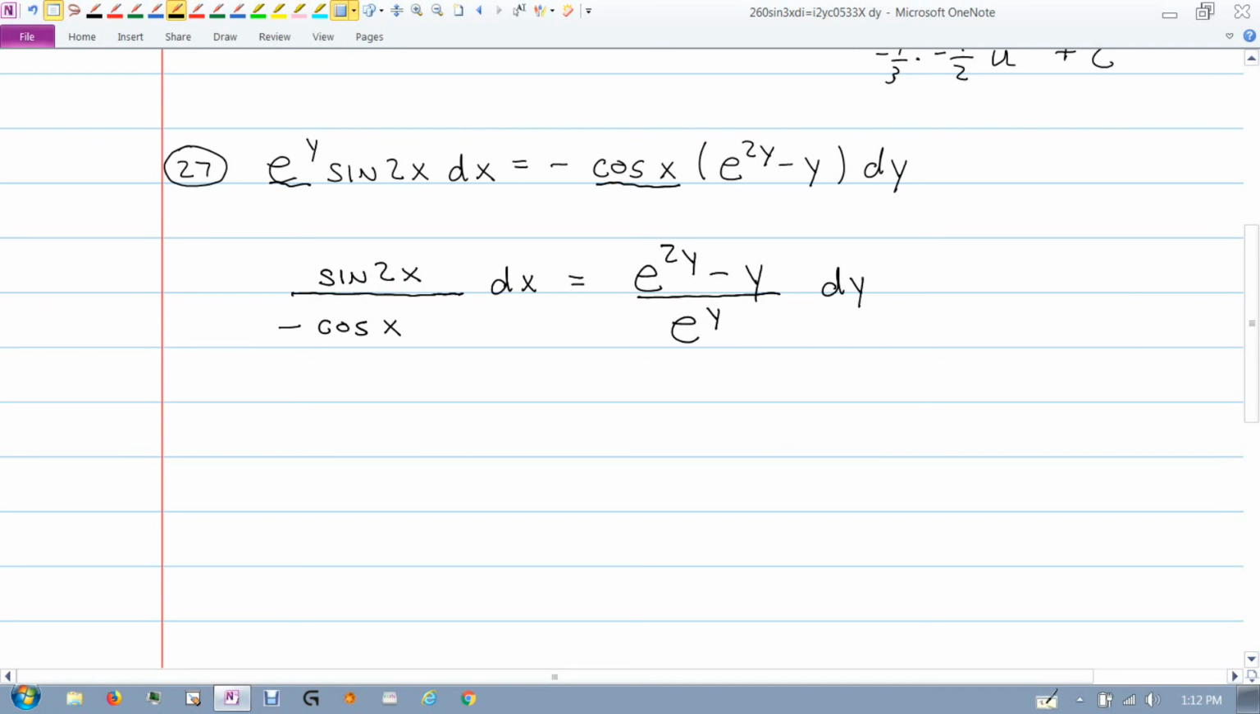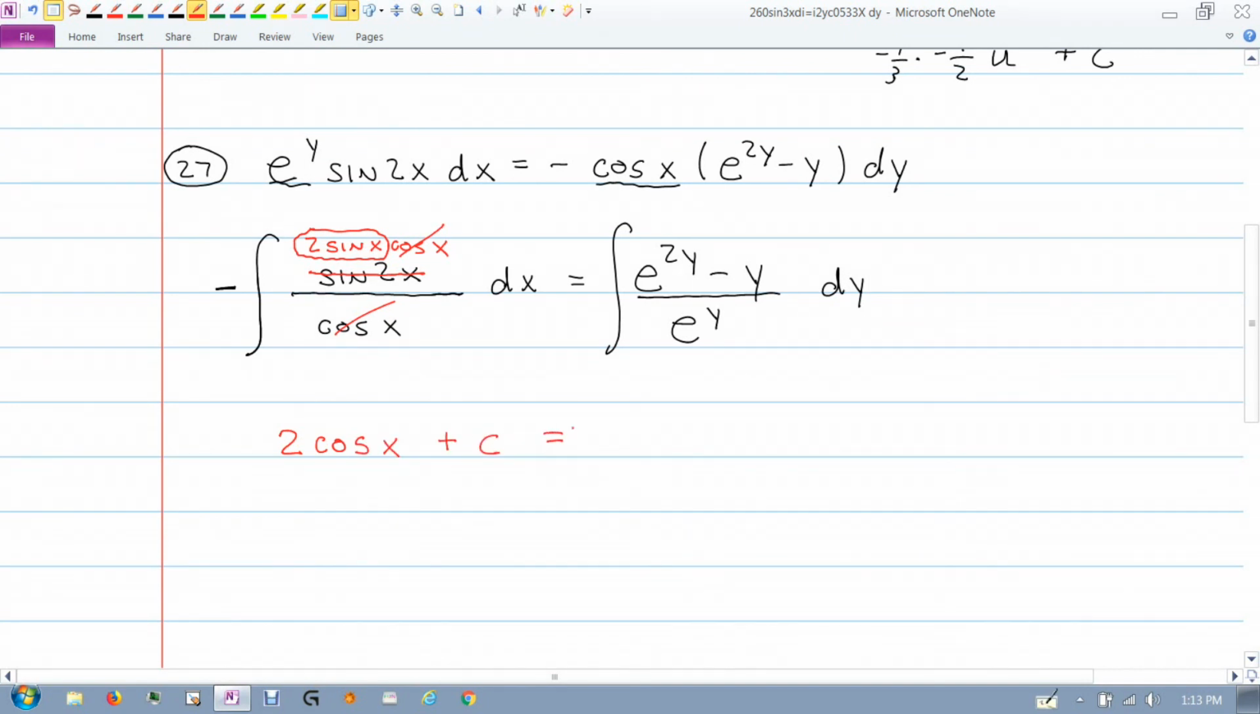Alright, ready for integration. So integrate here, integrate here. Let's grab that negative and just take it out. There we go. Now, on the left-hand side, there's a little identity from pre-cal. Sine of 2x is really 2 sine x cosine x. And that's really nice because my cosines cancel. So now I just need to find the antiderivative of 2 sine x. And the antiderivative of sine is negative cosine, and the 2 will come for the ride. So we should just get 2 cosine x on the left-hand side, plus a constant.